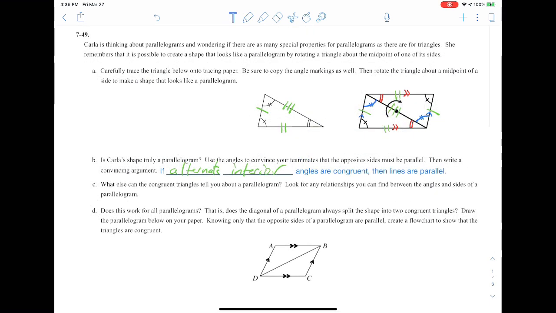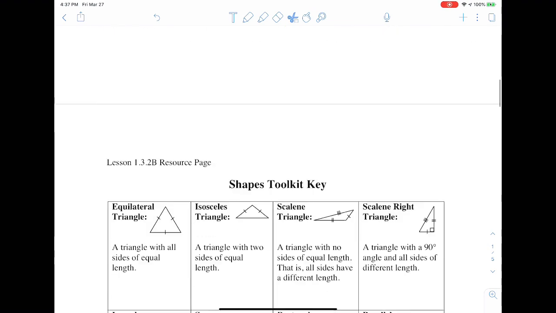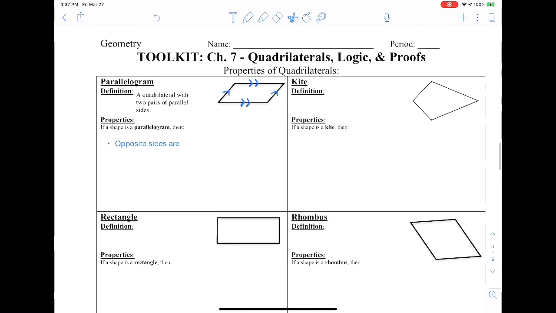On to letter C. What else can the congruent triangles tell you about a parallelogram? Well, remember, this parallelogram was the result of two congruent triangles, one rotated and put on top of the other. Because they're both congruent, we can identify other special properties that are true about every parallelogram. So let's copy it and bring it to our toolkit to add those other special properties.